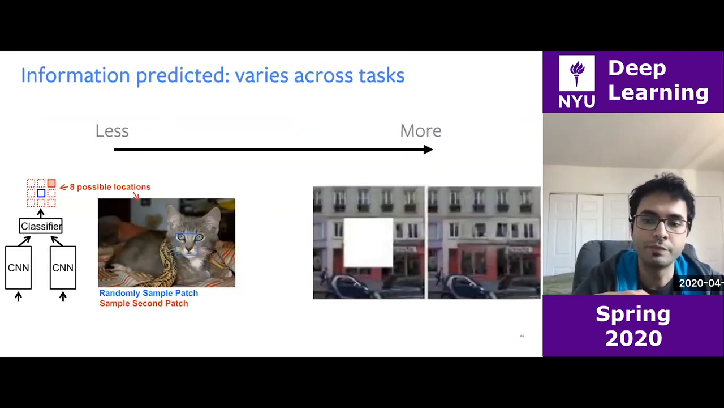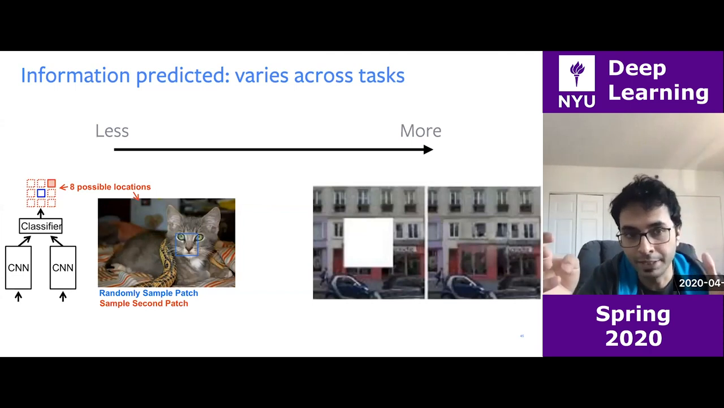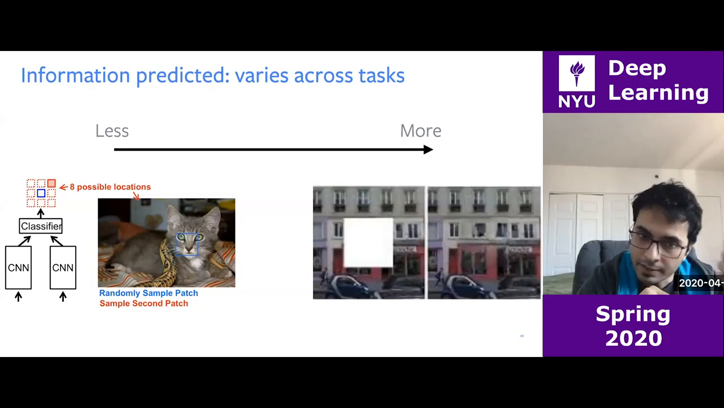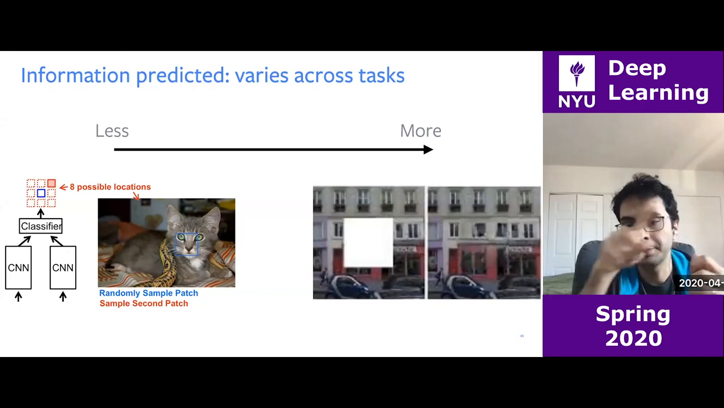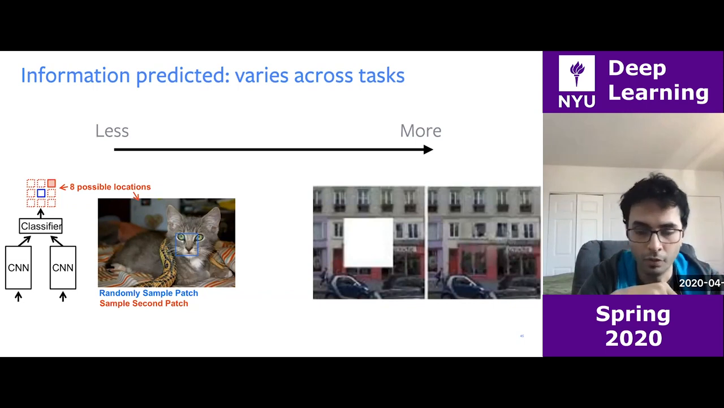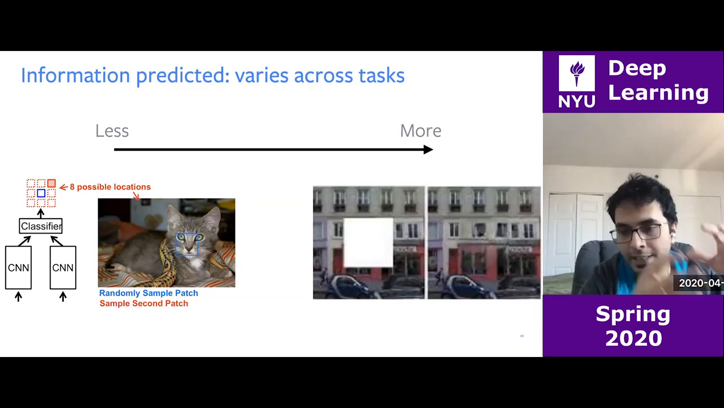In fact, if you reason about what information is being predicted, it really varies a lot across tasks. Starting with the relative position task, you're predicting fairly low-level information. You're predicting just eight possible locations, so just an eight-way classification problem. Or for the shuffle and learn problem, you're predicting whether things are shuffled or not. So it's just a simple binary problem, so very little information is being predicted.